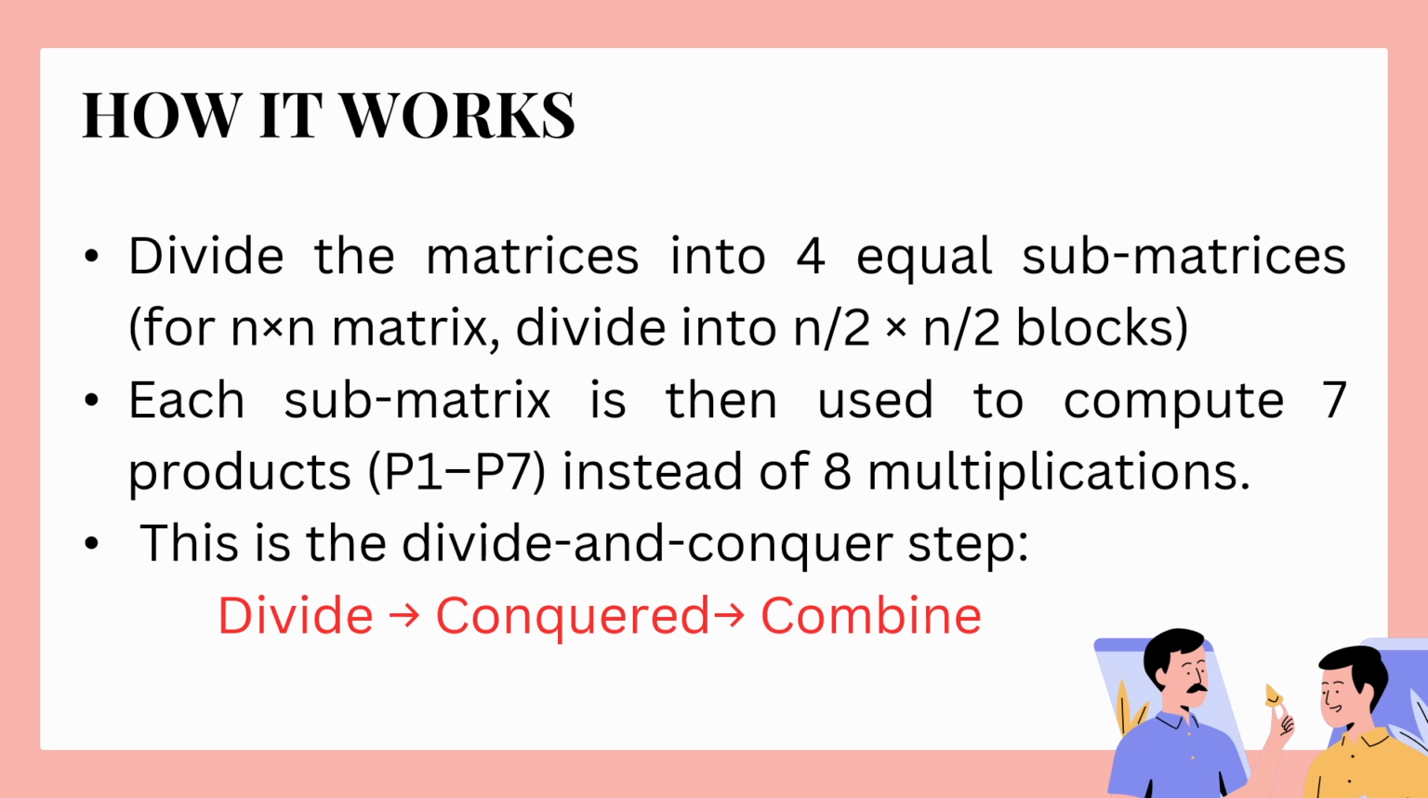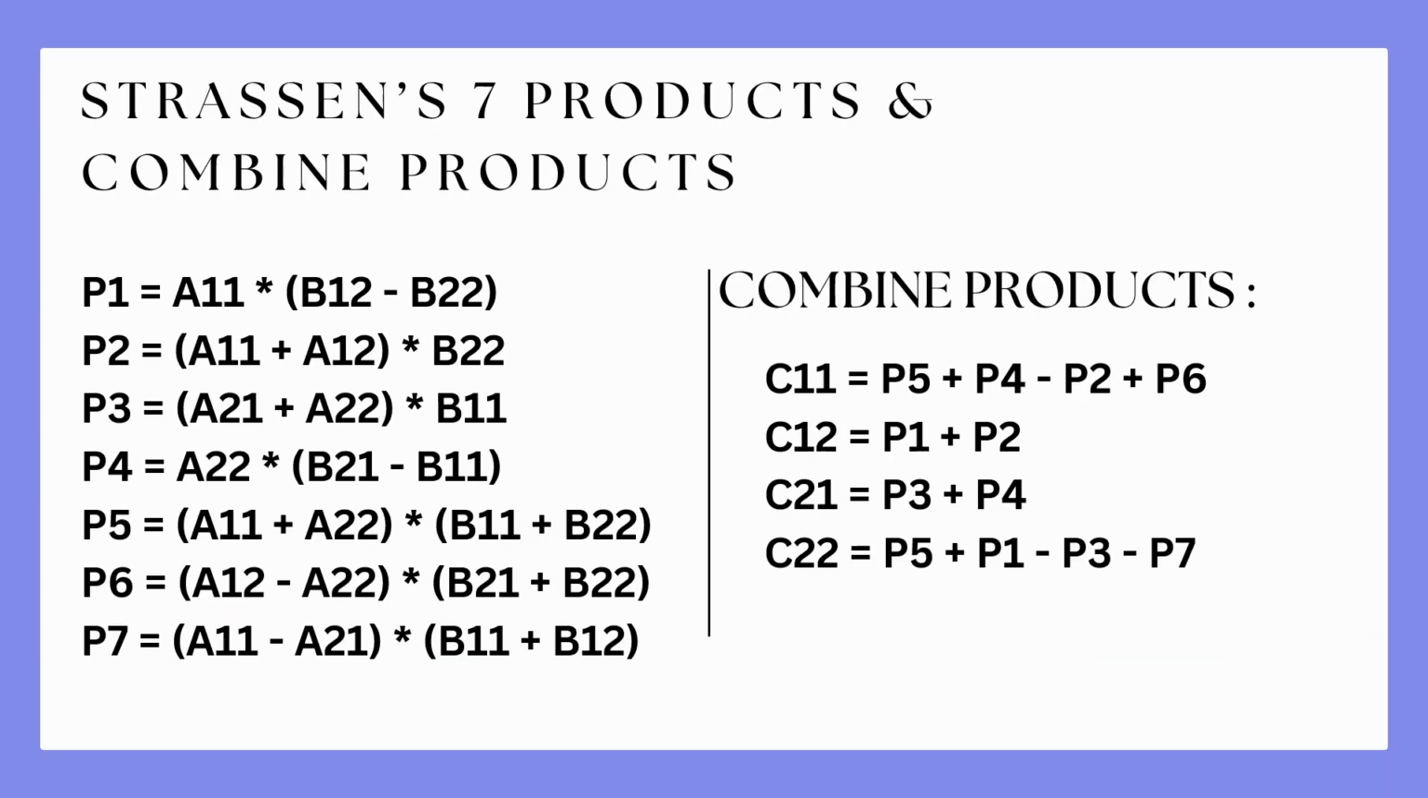So basically, we divide the matrix, do smart calculation in 7 products, and combine the results. This is the concept of how it works in Strassen's matrix multiplication. In the next slide, Strassen's 7 products and combined products will be listed. Let's see what it is. These are Strassen's 7 products and combined products. As we discussed, these formulas are the same as in the algorithm part.